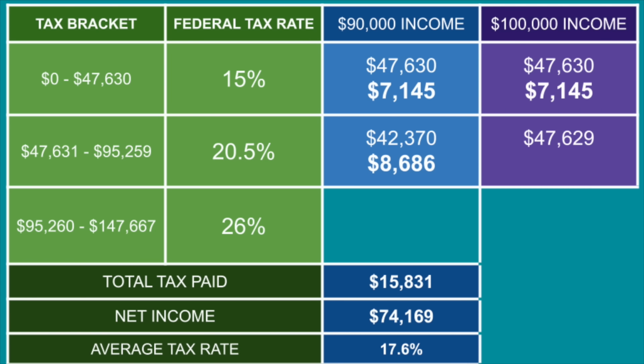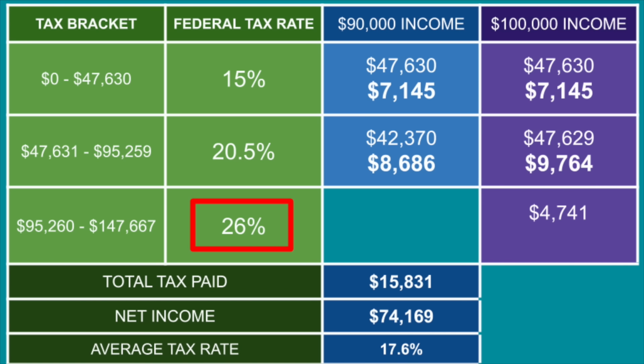$47,629, which is taxed at 20.5%. So we'll be paying $9,764 in this bracket. But we still have more income left over. We've handled our first two tax brackets. That's $95,259. But we still have $4,741 remaining. So this money goes into the third tax bracket, which will be taxed at a rate of 26%. So we will pay $1,233 in this tax bracket.